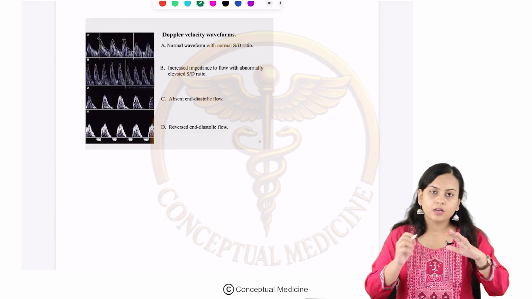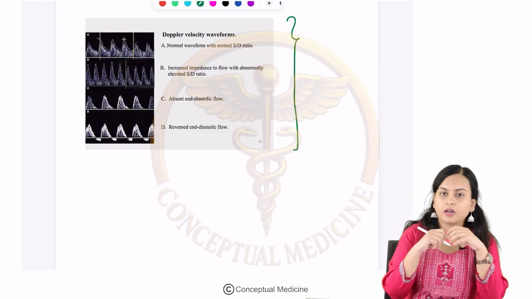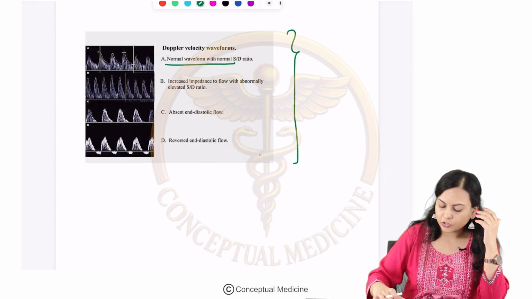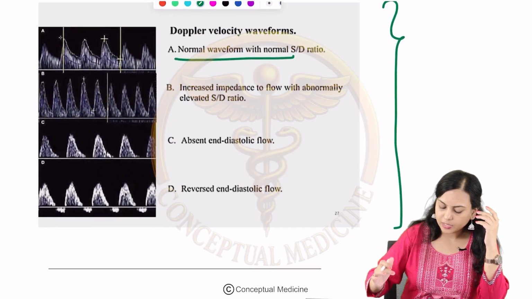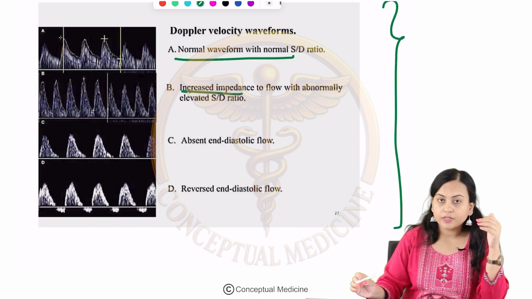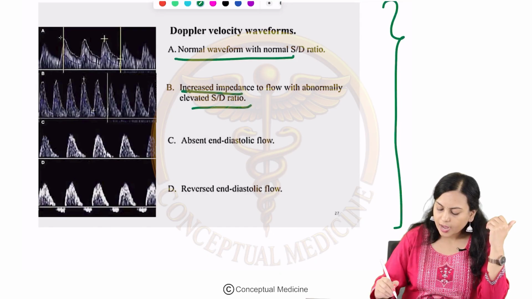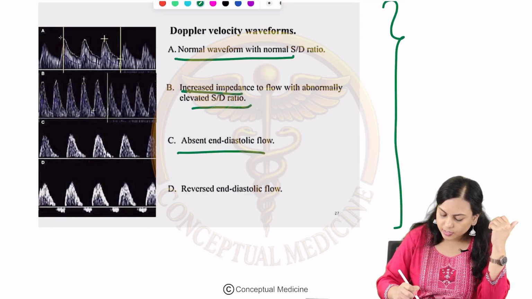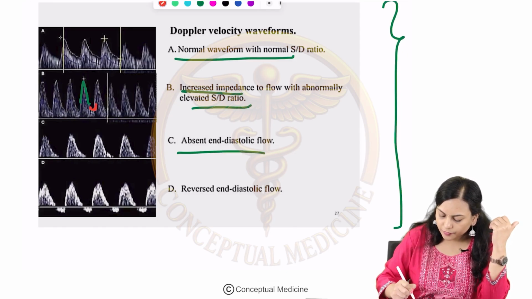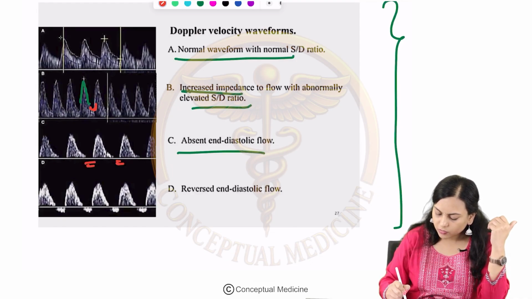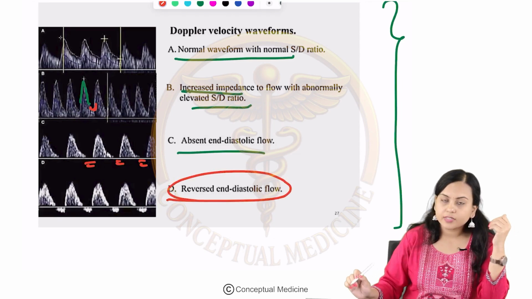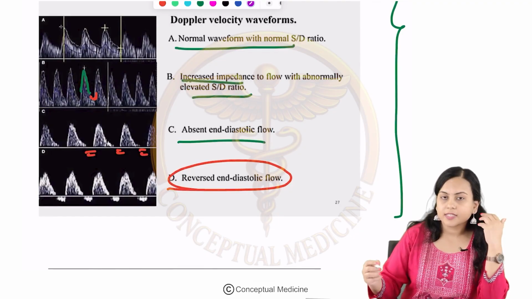Is that clear? See, this is a picture of umbilical artery Doppler where you are able to see a normal waveform with a normal SD ratio. Okay, I'll just zoom it. Normal waveform with a normal SD ratio. And here you see there is an increased impedance to flow with abnormally elevated SD ratio. Okay, and here there is an absent diastolic flow. So this is the systolic flow, and this part represents the diastolic flow. If you are able to see here, there is no diastolic flow at all. So that is absent end diastolic flow, and here there is reversed end diastolic flow. Okay, so what does that signify?